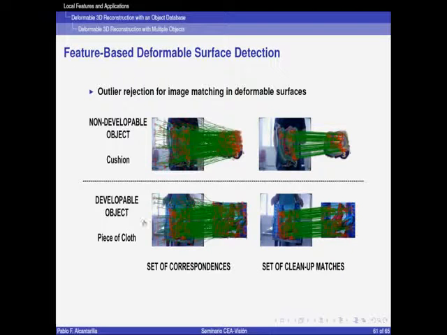And here is the same. So this is the first set of correspondences. So we may have some erroneous correspondences. And after running the outlier rejection algorithm, we come out with a set of good matches from which we can estimate our thin plate spline warp and capture the deformation properly.